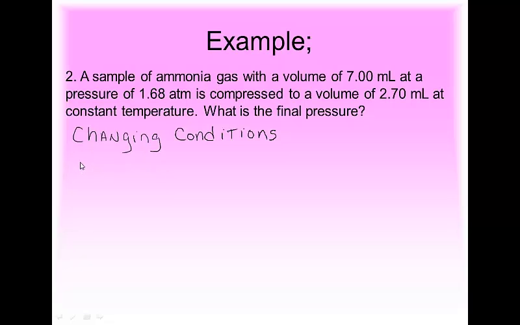Also note that the temperature is constant, and so is n. Nowhere in this problem does it say they add more ammonia gas to the container. All they're doing is changing from 7 mL, the same number of moles of ammonia, to 2.7 mL. So temperature and n are constant. Right, so here's what's given in the problem.